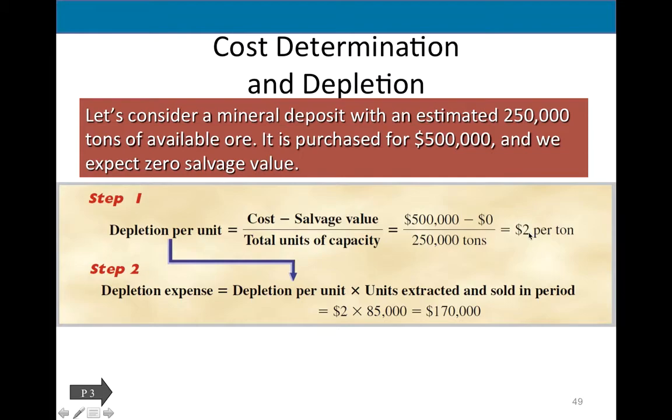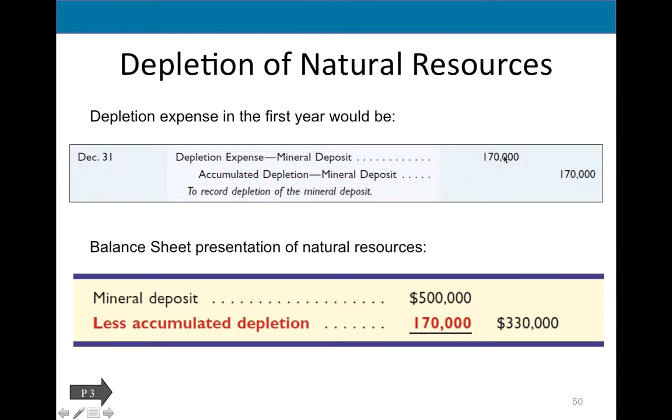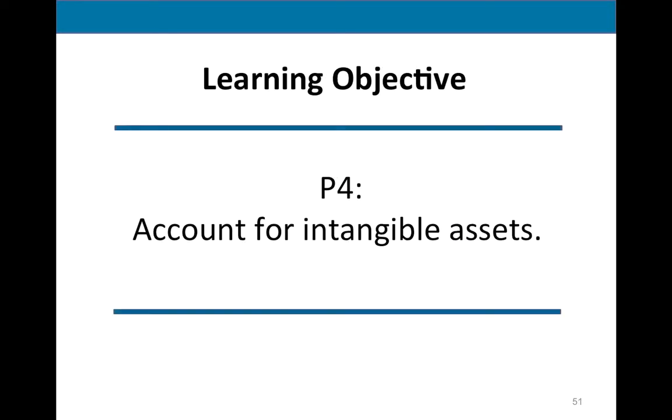And then how many units did you extract at the end of the year? So here we extracted 85,000 tons multiplied by $2, 170,000. You debit depletion expense, you credit accumulated depletion. That's it. We're not going to talk much about natural resources.